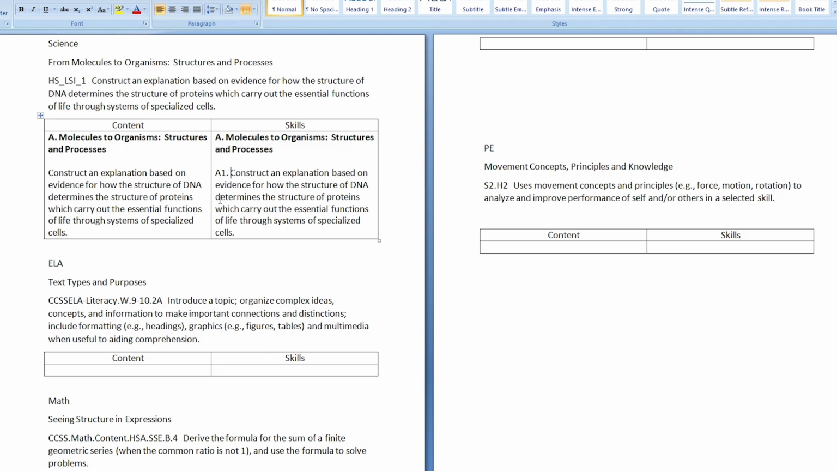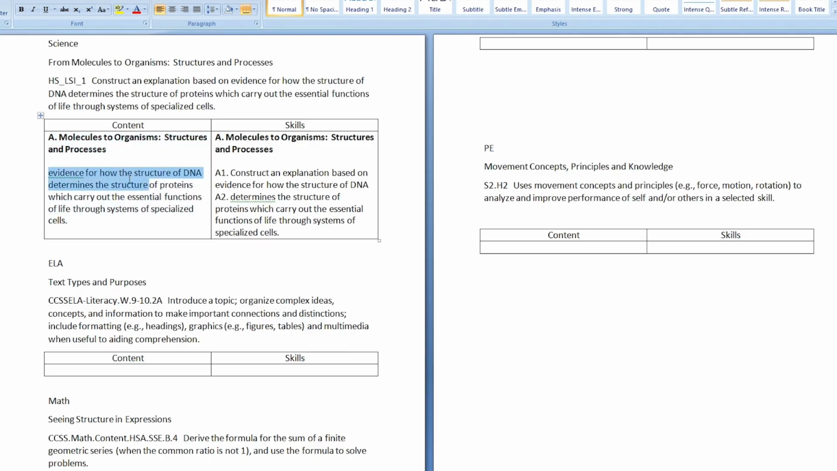I'm going to go back over into my content now, and I'm going to start deleting some pieces here. I want to see what the raw content is in terms of a key idea or a concept. So I have construct an explanation. I don't need any of those words because that's actually part of my skill. So now, based on evidence for how the structure of DNA, they're going to have to learn about the structure of DNA. So I'm going to start my bullets now.